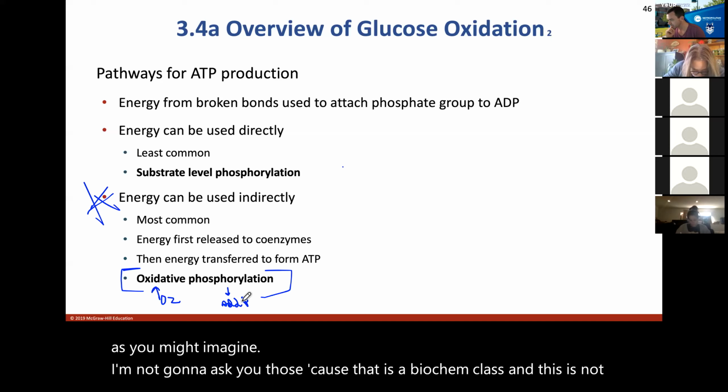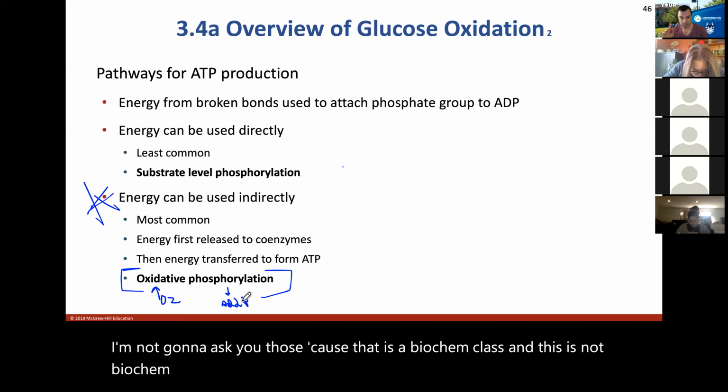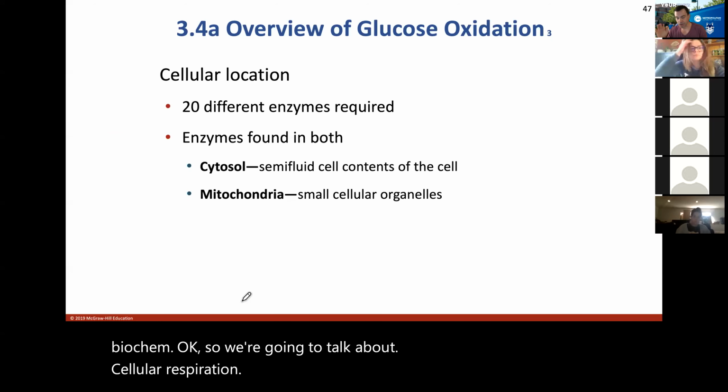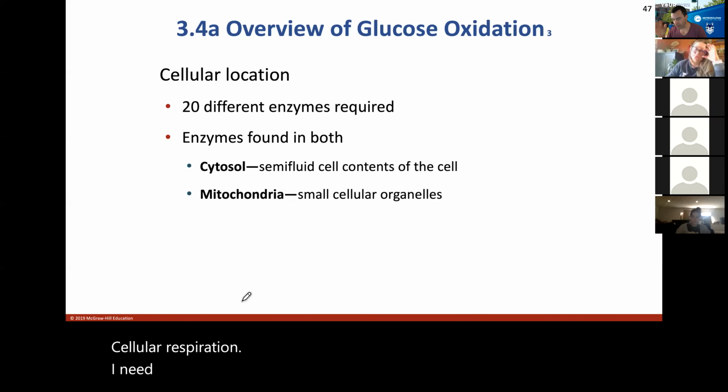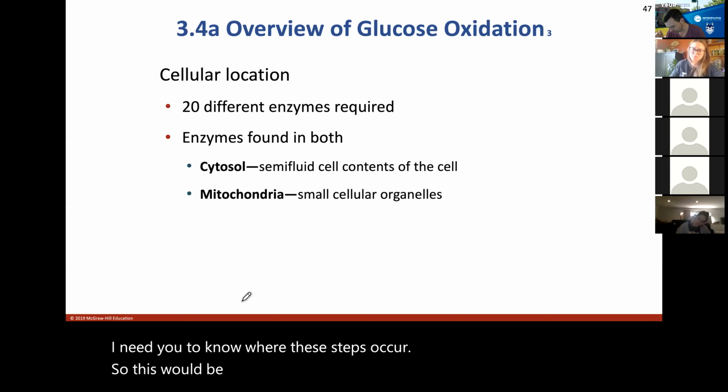Okay. So we're going to talk about cellular respiration. I need you to know where these steps occur. So this would be where you write down: where do these occur?